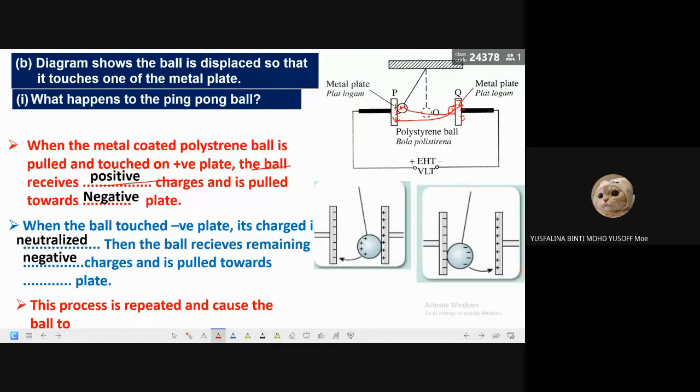So of course it has to be neutral first, but the negative charge now is more than the positive charge when it touches the negative plate, right? So this process is repeated and causes the ball to oscillate between the two plates. So it means it has to be the oscillation of the polystyrene ball, right?